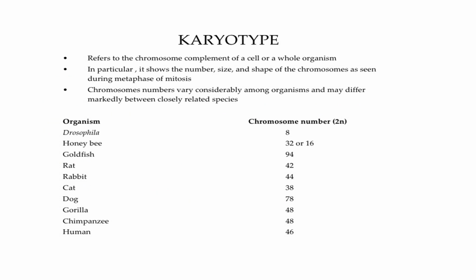Karyotyping, what is karyotyping? Karyotyping is the complete information of the chromosomes; it refers to the chromosome complement of a cell or the whole organism. In particular, it shows the number, size, and shape of the chromosomes as seen during metaphase of mitosis. उनका नंबर, उनकी साइज, उनकी शेप, तमाम इंफॉर्मेशन जब उसको हम complement करेंगे, that is the karyotyping. Chromosome numbers vary considerably among organisms and may differ markedly between closely related species. जैसा ड्रोसोफिला में 8 क्रोमोसोम है, हनी बी में 32 और 16.